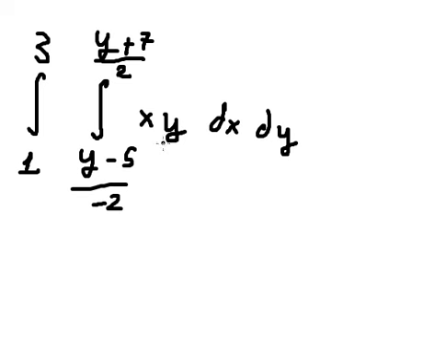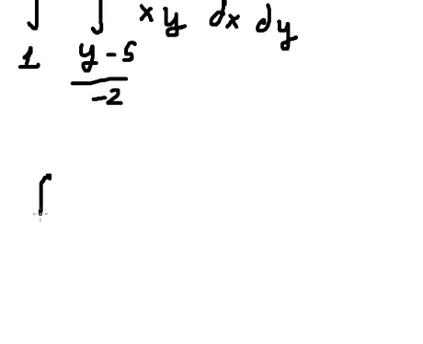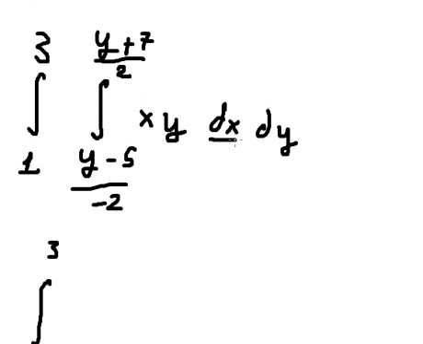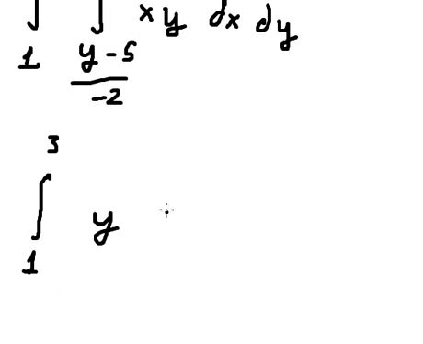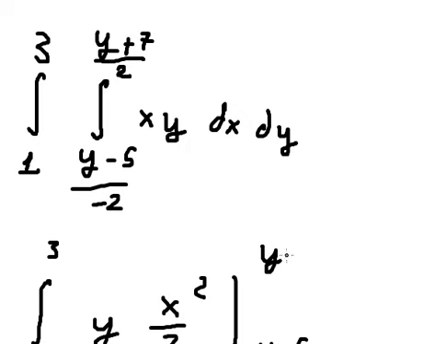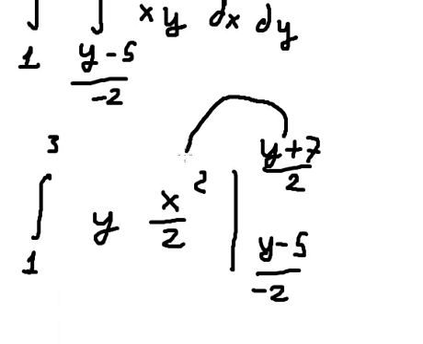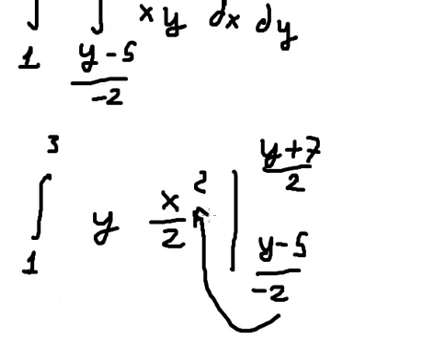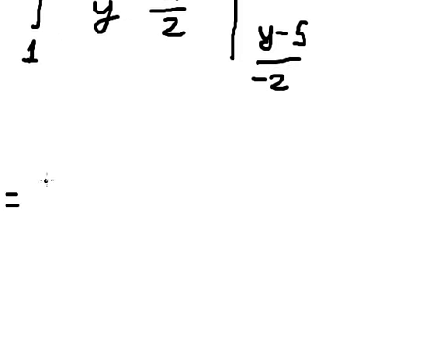So now we need to find the value of this one. So we have the integration of x, we have x squared over 2. And now we have the bounds from y minus 5 over negative 2, to y plus 7 over 2. So I will put this one going here, and this one going here. So we have like this.